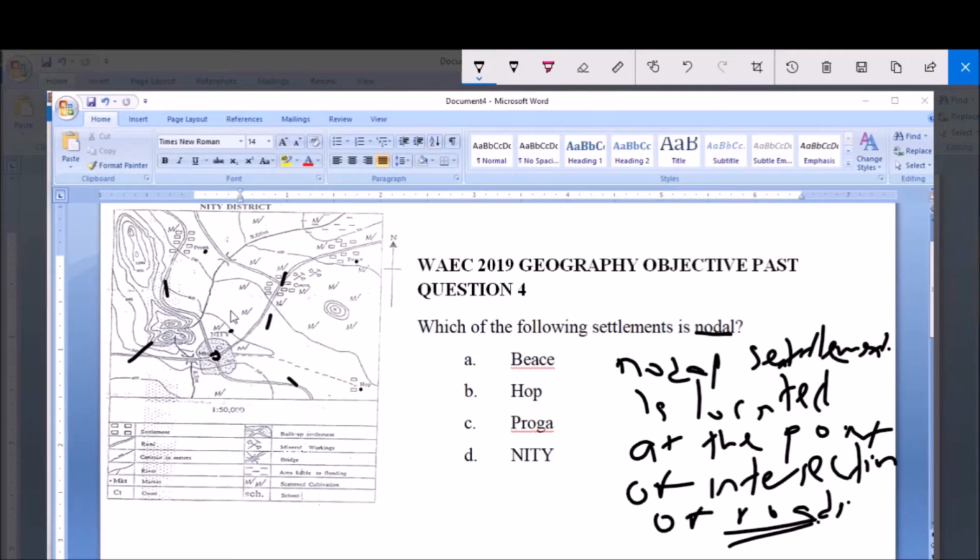Now the settlement that is located in that area is Niti. So this is the settlement around here, built around that area, around that node or point of reference. Therefore the correct answer is D. Niti is the nodal settlement.